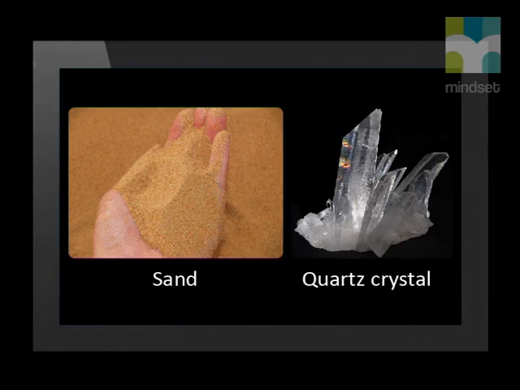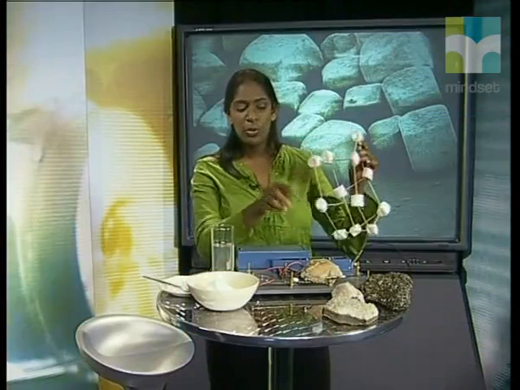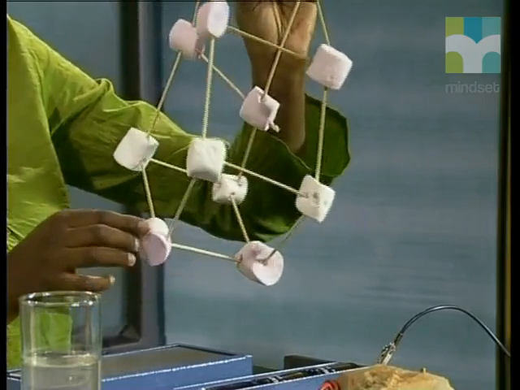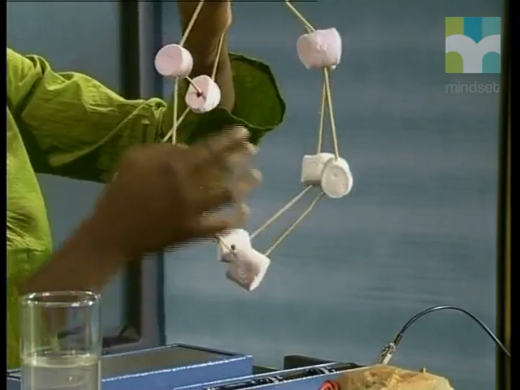We will look at the silicon dioxide molecule. SiO2, silicon dioxide, is all around us in the form of sand as well as quartz crystal. Let us now have a look at some models. In a quartz crystal, silicon combines covalently with oxygen to form a giant molecule.